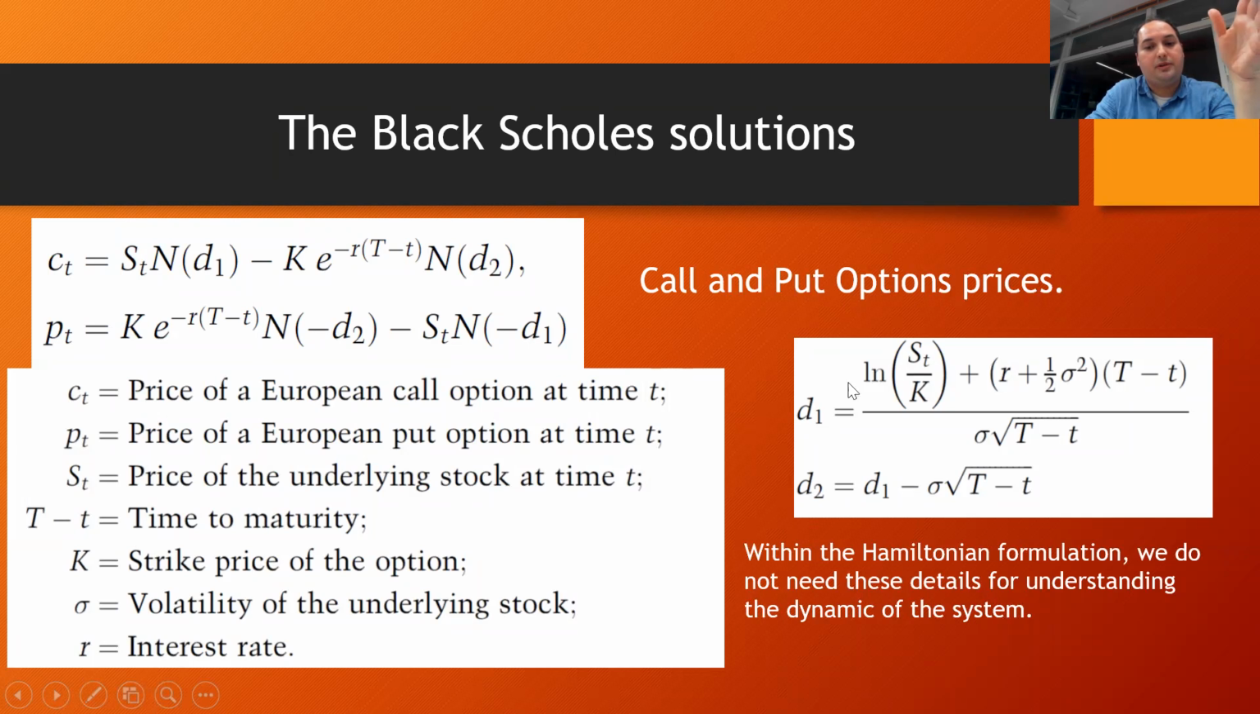Look at all these parameters. Price of the options, price of the stock, time to maturity, strike price, volatility, and interest rate. Basically, the key parameters here, which define the dynamics of the system, are the volatility and the interest rate. In the Hamiltonian formulation, we don't need the details of the solutions for understanding the dynamics of the system. And that's a huge advantage.